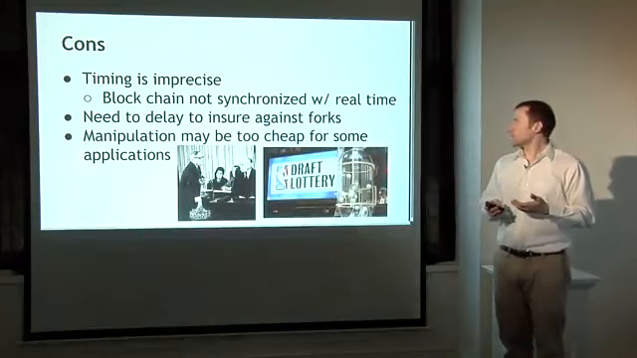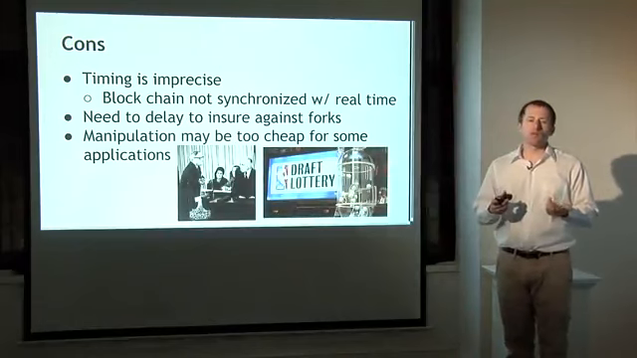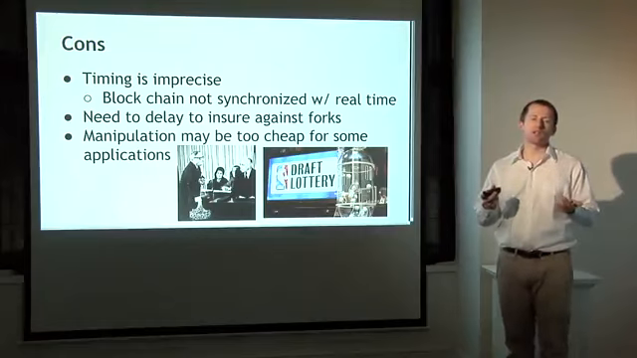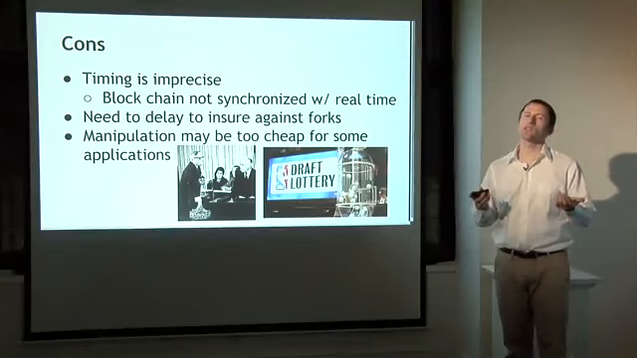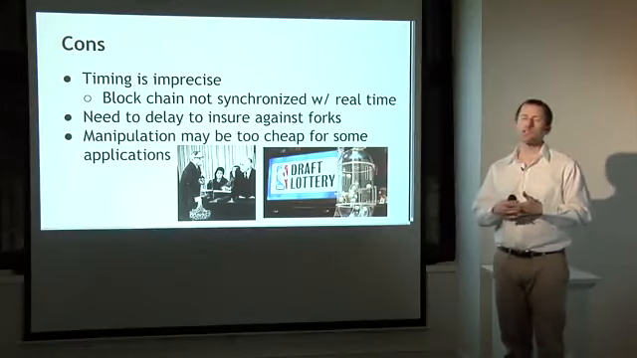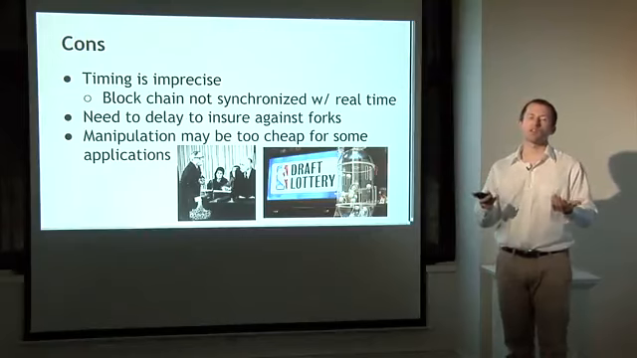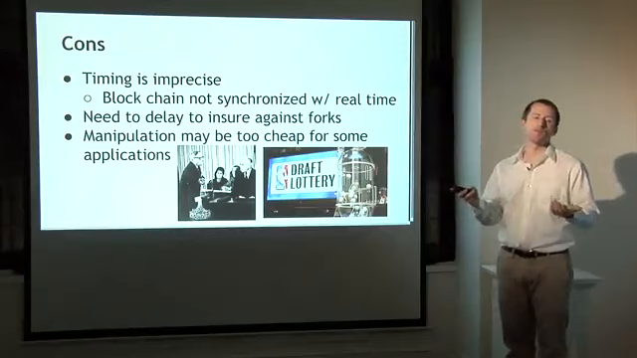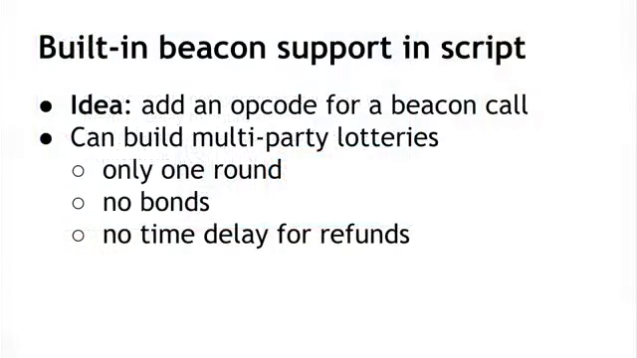And the cost of manipulating this beacon may be too low for some applications that we care about. So if we're actually running the NBA draft and there are millions of dollars at stake, it may suddenly look worthwhile for one of the teams to start paying Bitcoin miners to manipulate this process. So it's an open question if we can extend the security of this construction to make it secure in a case like that, even when we have millions of dollars on the line.